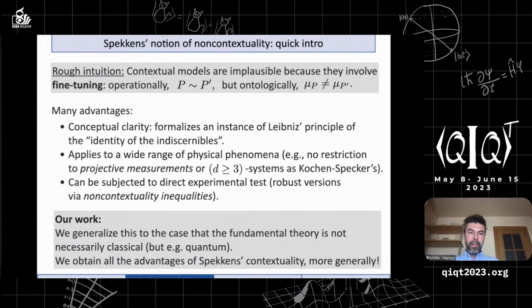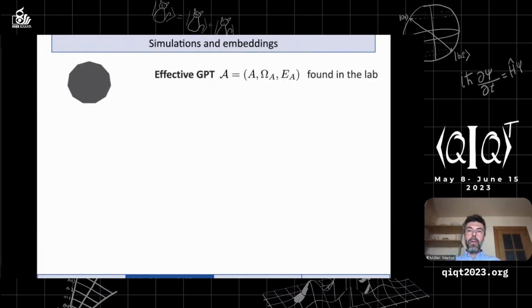Now, what we do in our work is we take this notion and we generalize it to the case that the fundamental theory that you think underlies essentially all of your data is not necessarily classical like these hidden variables, but for example, quantum or otherwise. And when we do this, we arguably obtain all the advantages of Spekkens contextuality in a more general framework. To do so, we talk about simulations of one theory by another and embeddings of one theory into another.